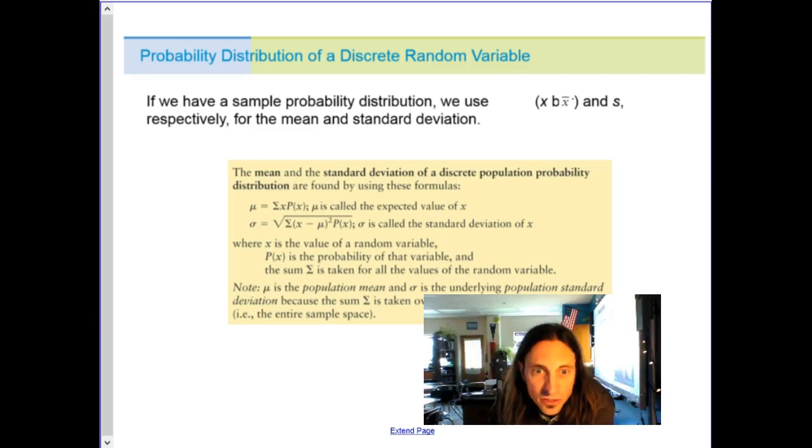So this is what it really looks like. The mean, mu, which is x bar or mu, means the sum of each x value times the probability of x. And you add them up. The standard deviation means to subtract the mean from each x value, square it, multiply by the probability, add all those up, and take the square root. And so that's what I'm going to walk you through right now.